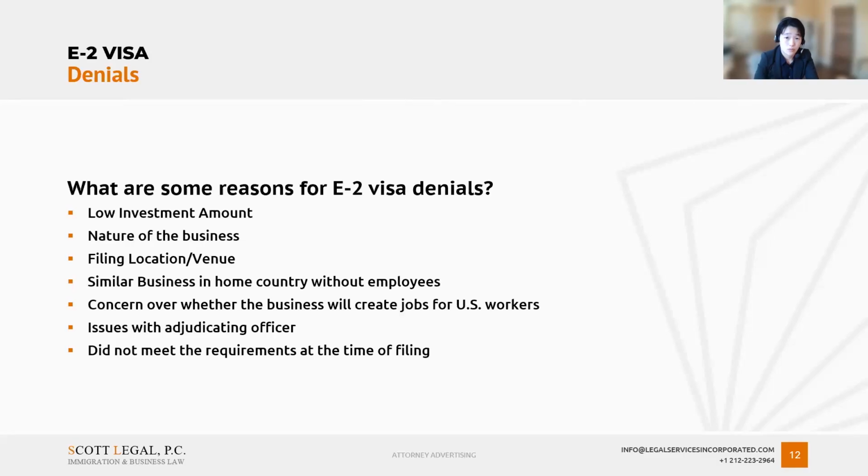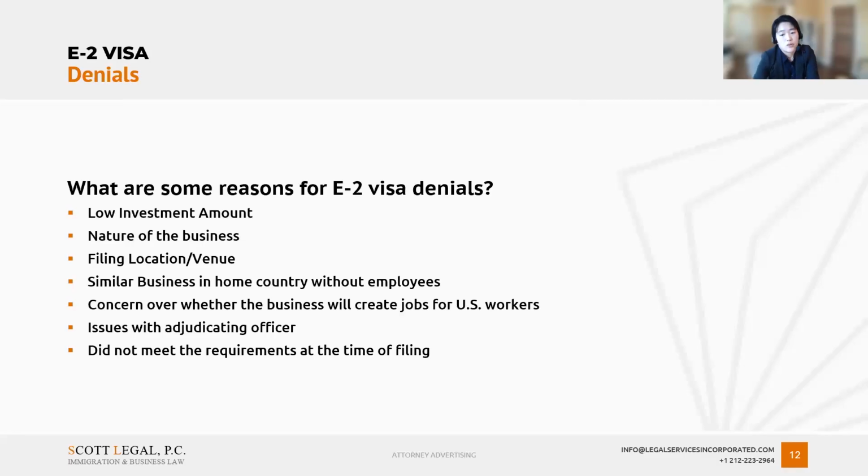But it is possible to apply again in many cases if it is a denial based on 214(b). And when you apply again, the consulate would likely assign you to a different officer to look at your case. So usually you don't get the same person looking at the case. So that can be one strategy.